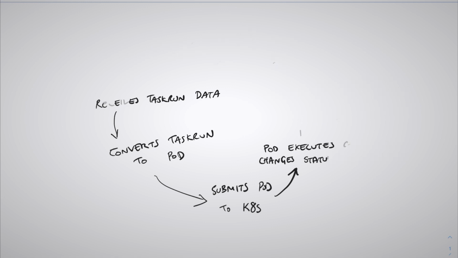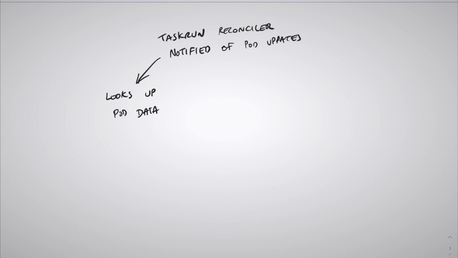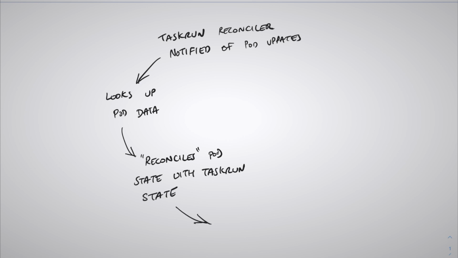Okay, let's look at the next step where a pod already exists for a task run, but the TaskRun Reconciler receives one of those updates about the pod status. What it does is it looks up the pod data, it then reconciles the state of the pod with the expected state of the task run. And what we mean by reconciles is that it literally looks at the difference between the state of the pod and the state of the task run, and it says, oh, well, I observe a state change in the pod, and therefore I need to update the task run to reflect that state change.